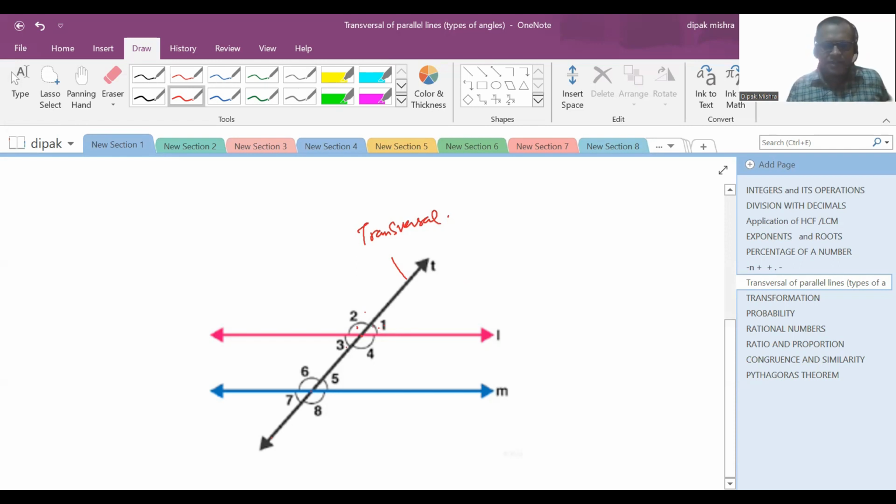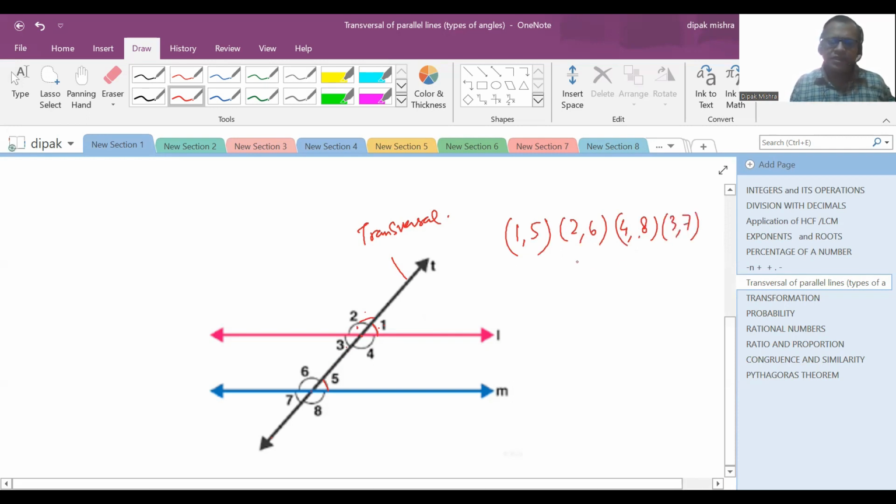So the first is obviously 1, 5, 2, 6, right? 4, 8, and 3, 7. They are known as corresponding angles. These corresponding angles are always equal to each other, which means we can say 1 is equal to 5, 2 is equal to 6, 4 is equal to 8, 3 is equal to 7.